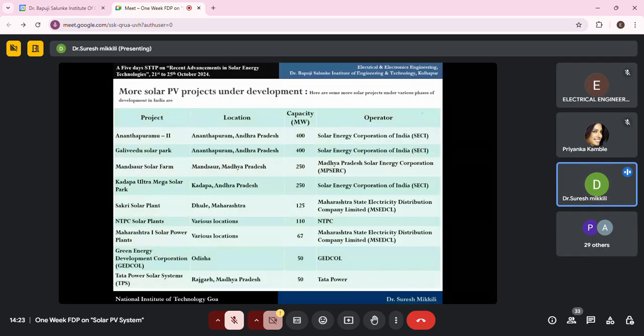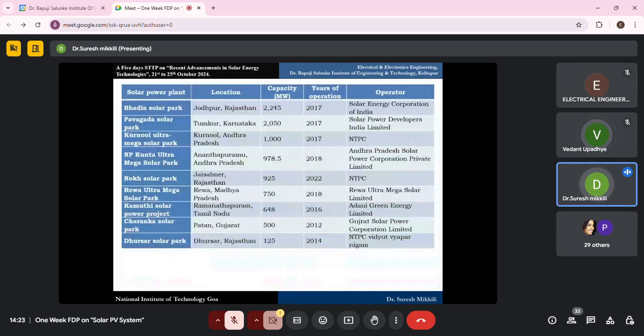So now these are the upcoming projects. As I said, Anantapuram 2, no, it's 400 more megawatts they are going to add, and after that Galiwad also 400 megawatts. These are the more upcoming solar power plants which they are going to consider. So if you see, now most of the solar parks they are going to implement. Here the operator is Solar Energy Corporation, whereas NTPC is also implementing some plans. Okay, so these are the main things.